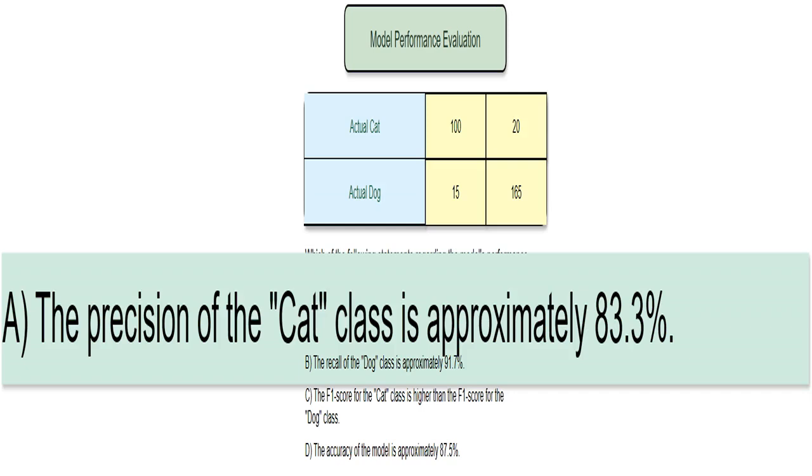Recall tells us how many of the actual positive cases the model correctly identified. For the dog class, the recall is calculated as true positives plus false negatives. That's 165 plus 15, which equals approximately 91.7%. So, statement B is correct.